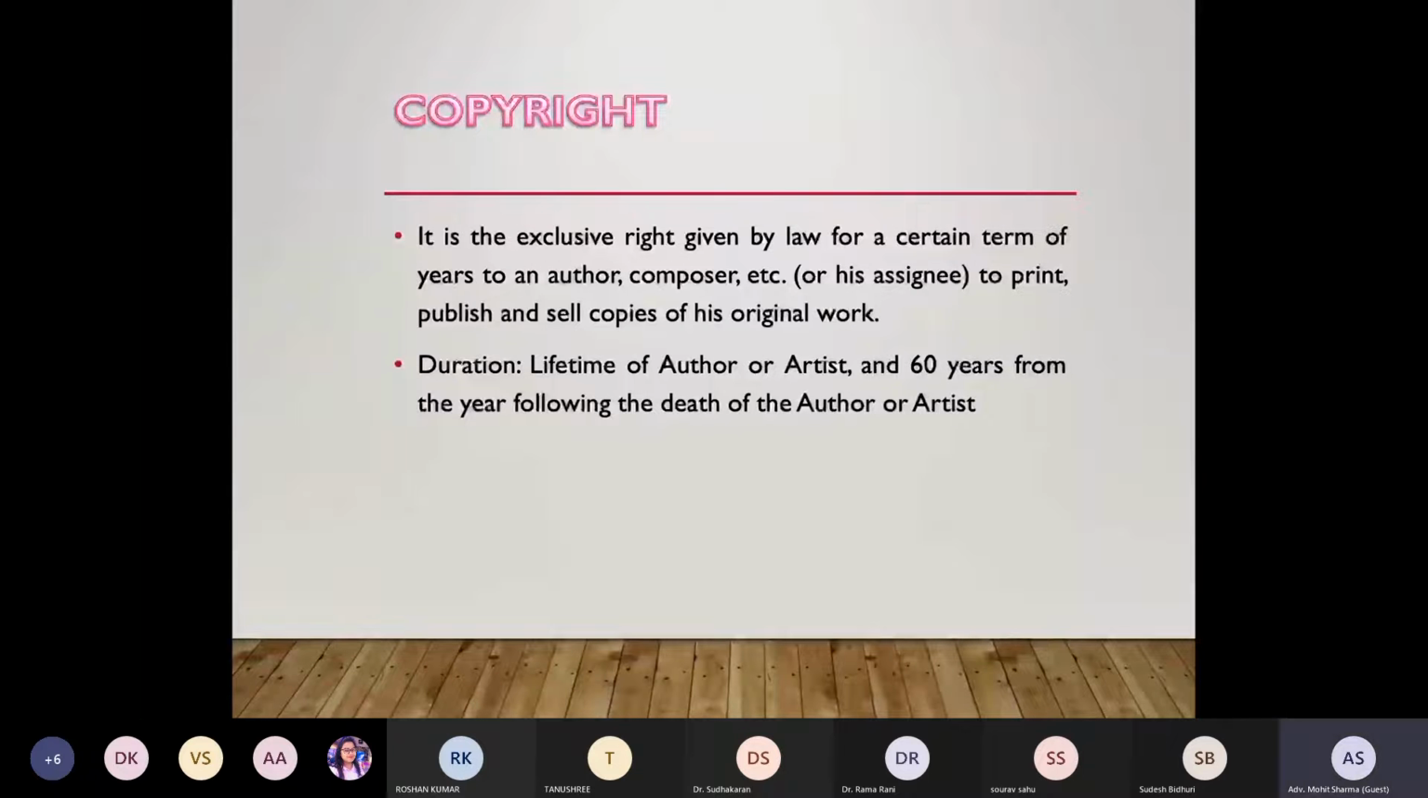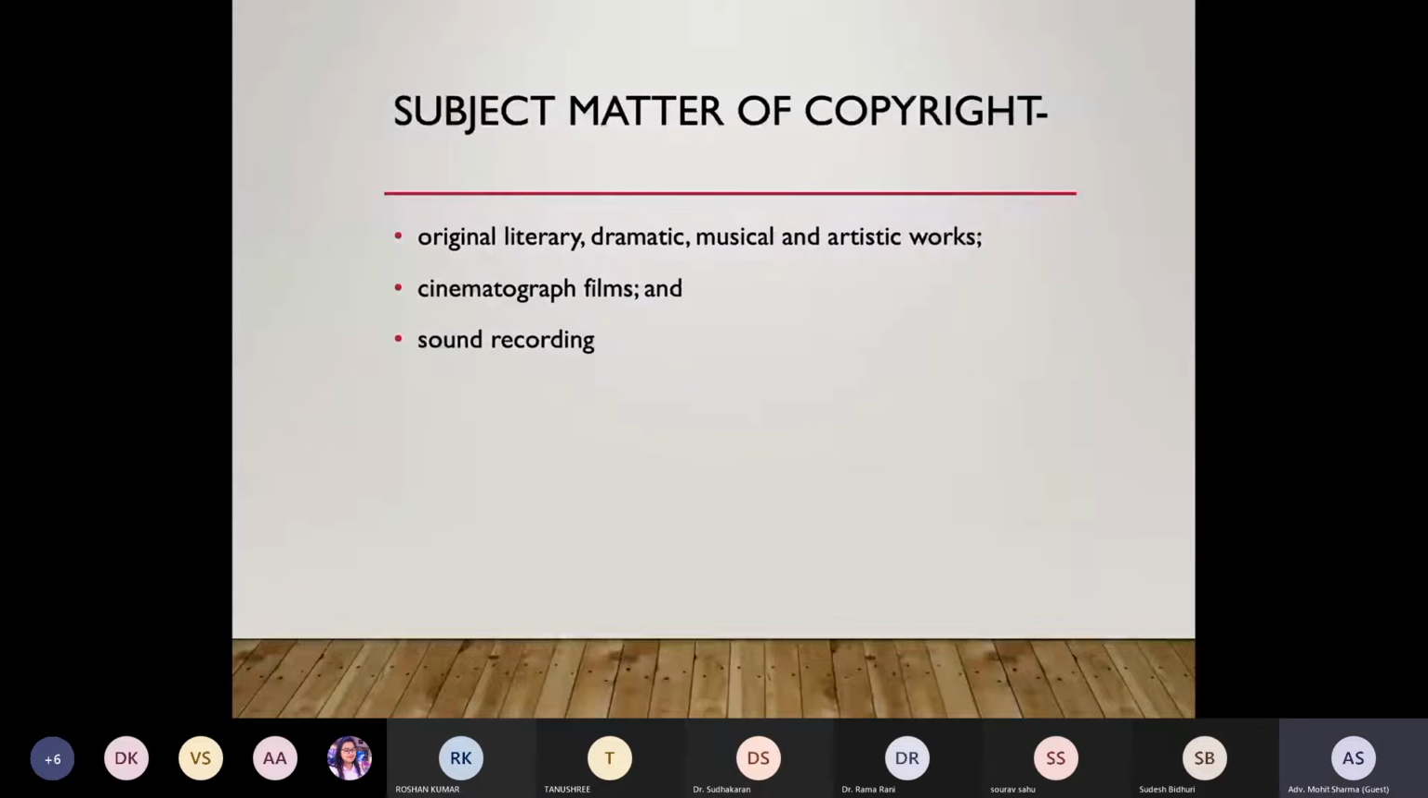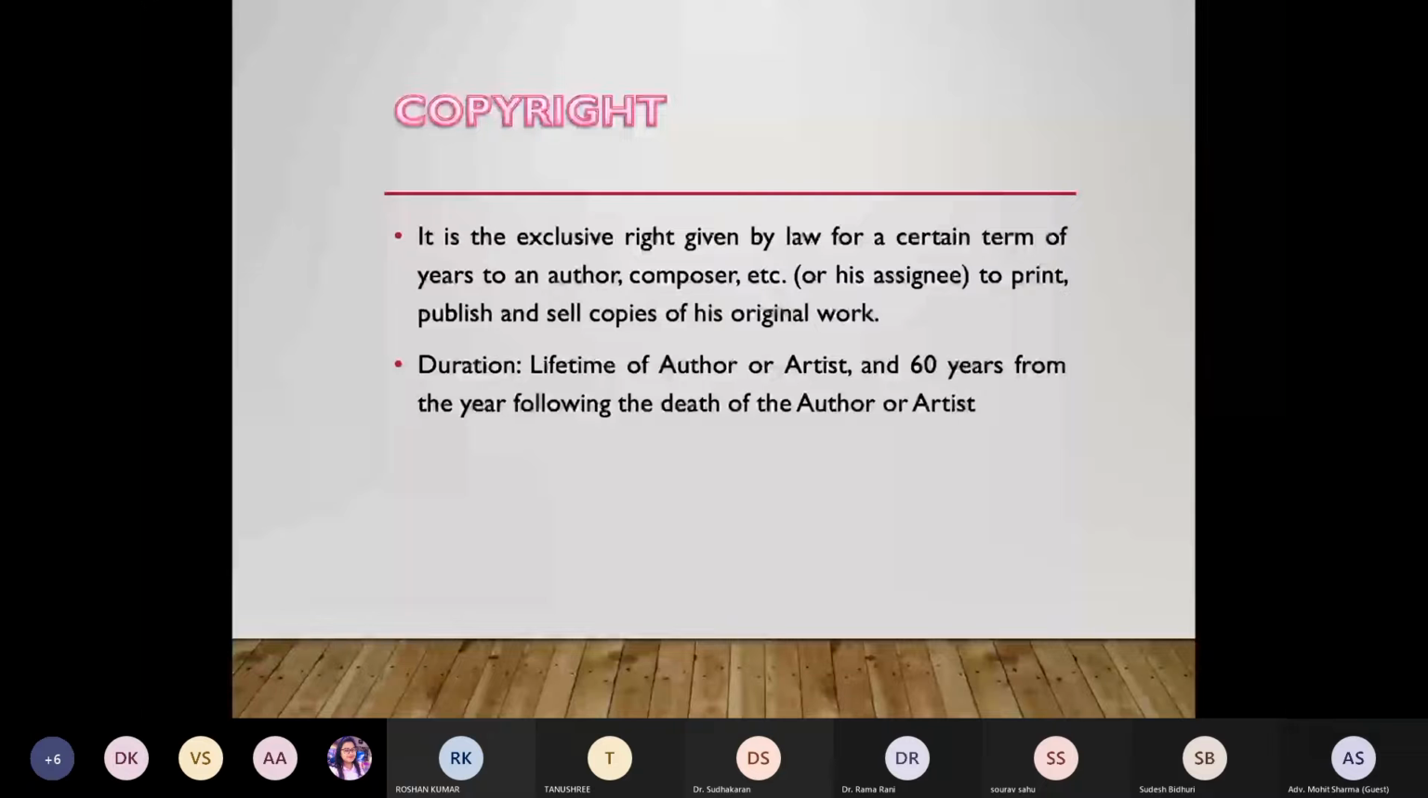So now here we come to copyright. It is the exclusive right given by law for a certain term of years to an author or composer, etc., to print, publish, and sell copies of his original work. Copyright can be given for any literary, dramatic, musical, or artistic works, including cinematographic films or sound recordings. The validity of copyright is for the lifetime of the author plus 60 years. After that, it becomes part of the public domain.